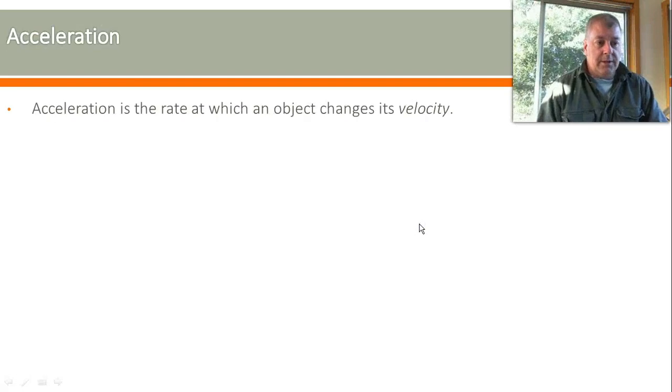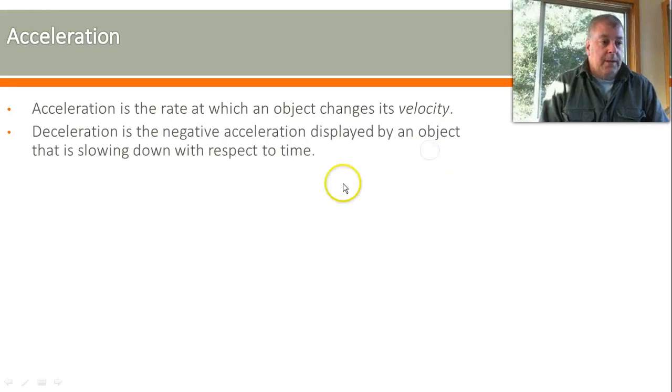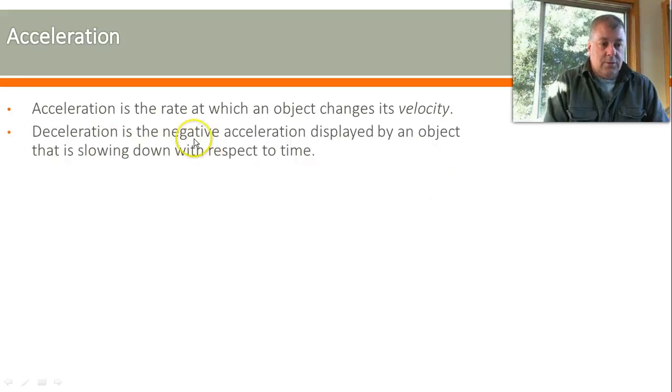Now, what do we mean by acceleration? Acceleration is the rate at which an object changes its velocity. So we've already done velocity, we should have a good idea about that. Velocity doesn't have to be constant, it can change, and acceleration is a measure of the rate of that change.